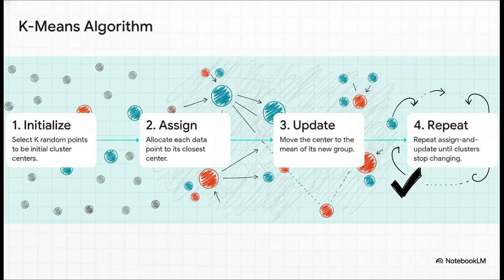You start by just randomly dropping a few centers into your data. Then, the algorithm just repeats 2 simple steps over and over. First, it assigns each data point to whichever center is closest, and second, it updates each center by moving it to the middle of its new group. It just keeps doing this little assign and update dance until the groups settle down and stop changing.